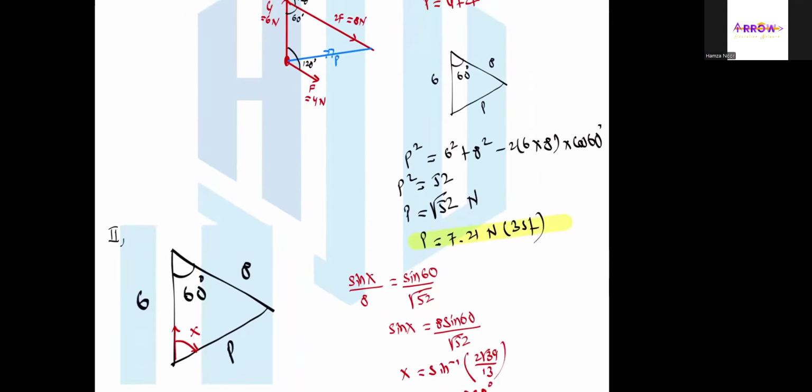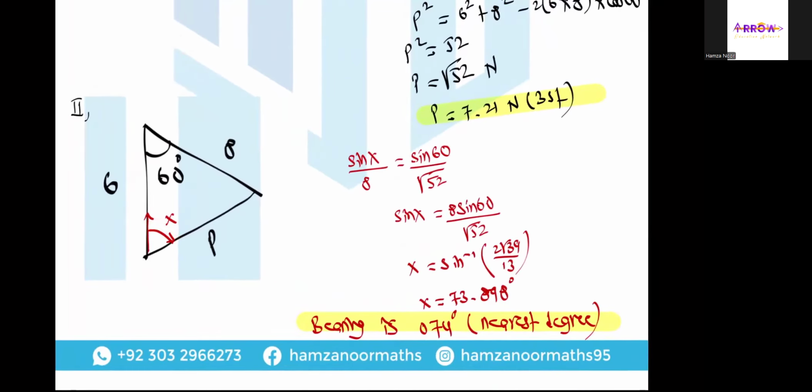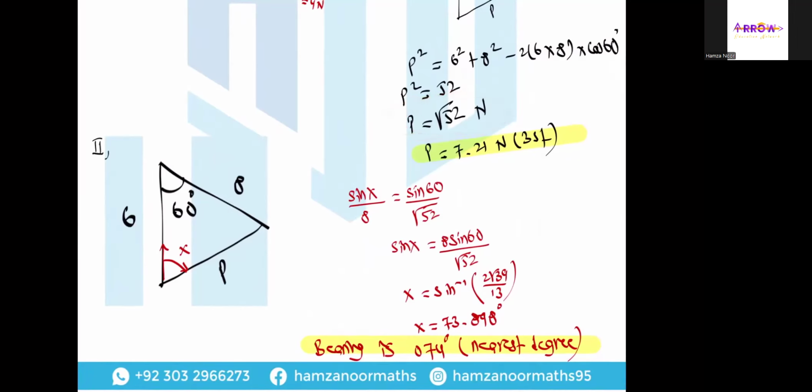So first of all, I'm going to find this angle X over here. And obviously once I am able to find this angle X, I would be able to tell the bearing. As simple as that. So I can use the sine rule over here. So sine X divided by 8 is equal to sine 60 divided by P. And in my further calculations, in order to avoid any premature approximations, I will use the exact value of P, which is the square root of 52.